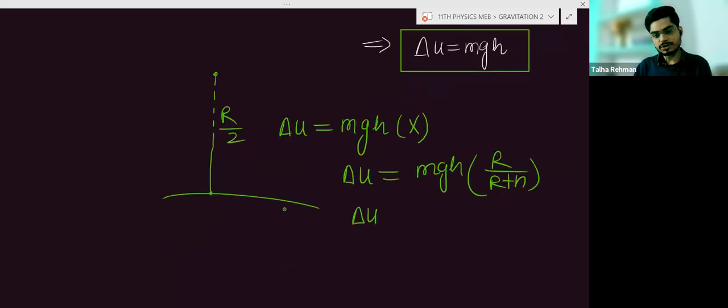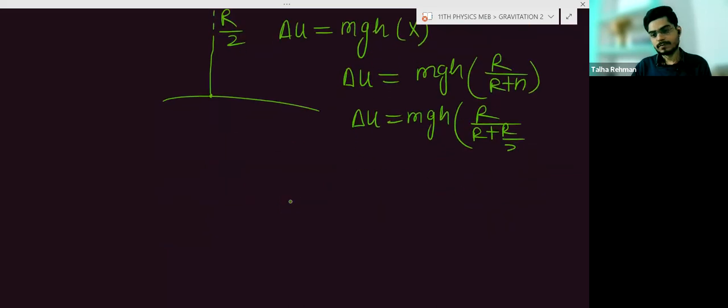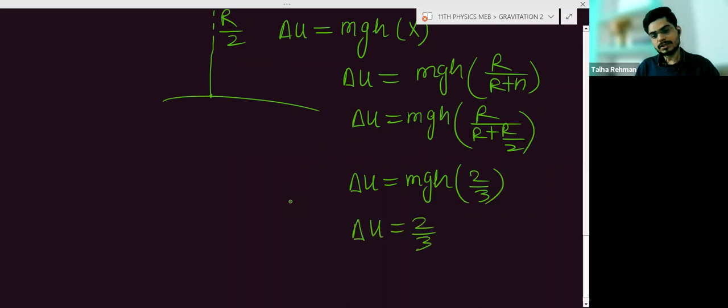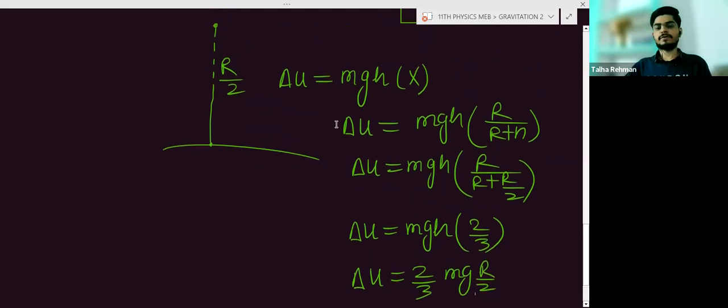And it will be delta u is equal to mgh. This will be r plus r by 2. So delta u is equal to mgh, it will be 2 by 3. So you will get delta u is equal to 2 by 3 times of mg. And h is r by 2, no? h will be r by 2. So this will be your answer.